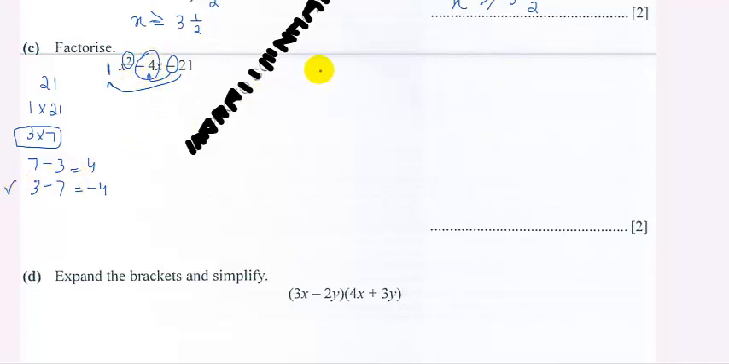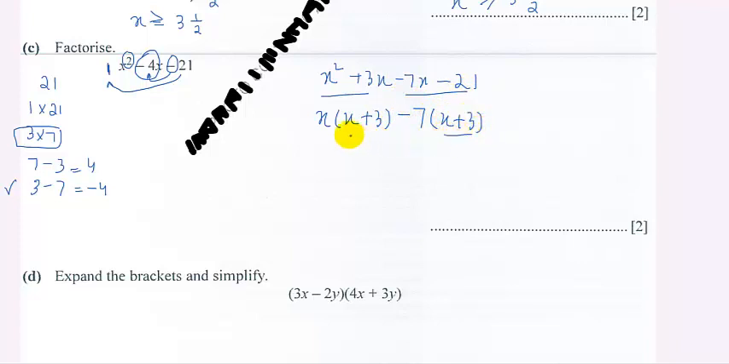So this is the correct form. It will be x squared plus 3x minus 7x minus 21. From here we have x plus 3 common, and here we have minus 7 common, x plus 3. So x plus 3 is common, and we are left with x here and minus 7 here. So this is the factorization.